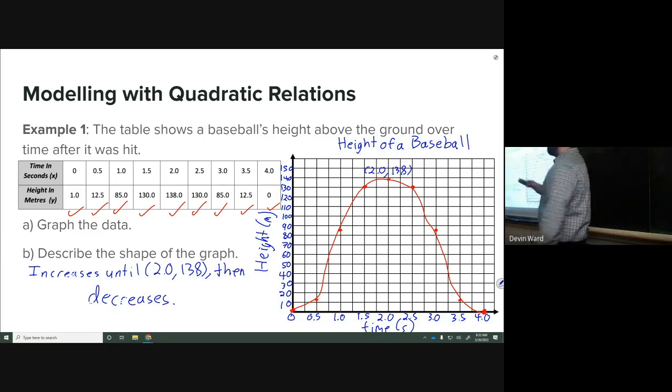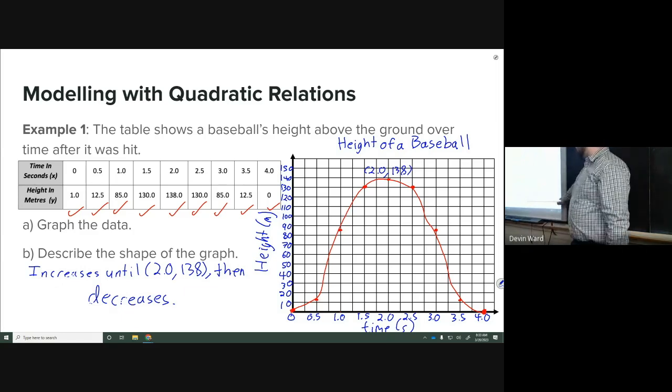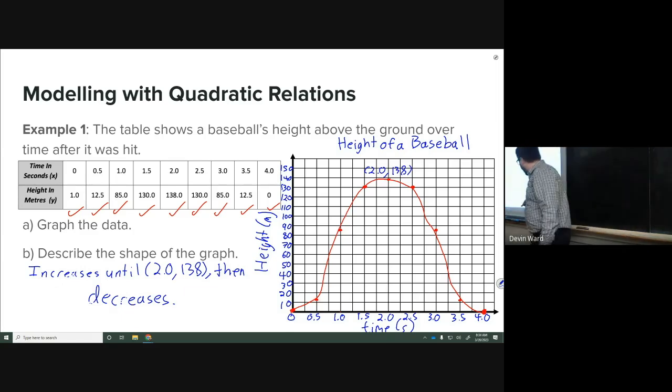Okay. Is everyone okay with graphing like that? You just take your x and you take your y, put them in. The hardest part would probably be getting a proper scale, but it doesn't matter. Like if you went 0.5, 1, 1.5, 2, it would just be like a little bit more compressed, which is fine.